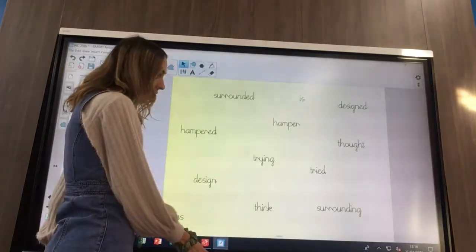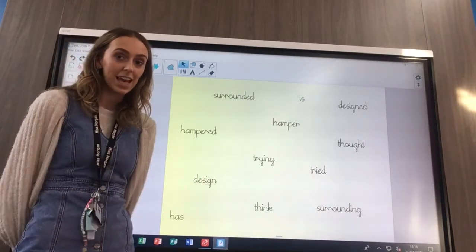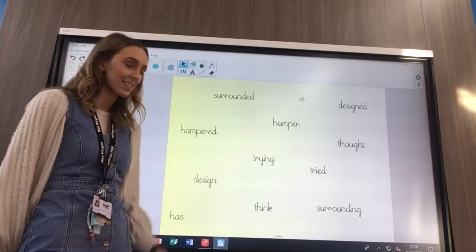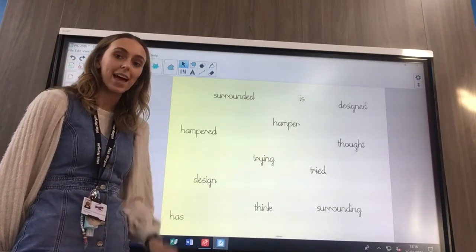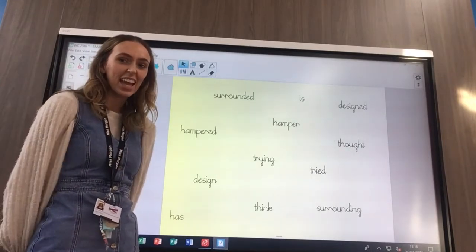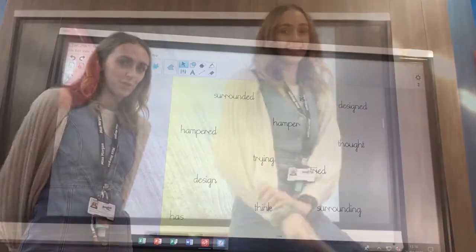Okay, so what I'm going to do now is I'm going to leave these words up for you and you can hit pause on this video and you are going to decide whether they are past tense or present tense and you are going to write them in the correct column. Okay, so hit pause on the video and have a really good go at this. If you get a little bit stuck, don't worry about it, we can go through them.